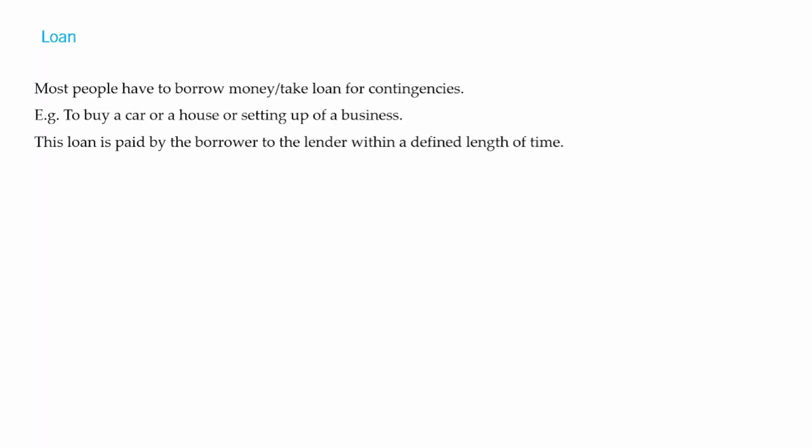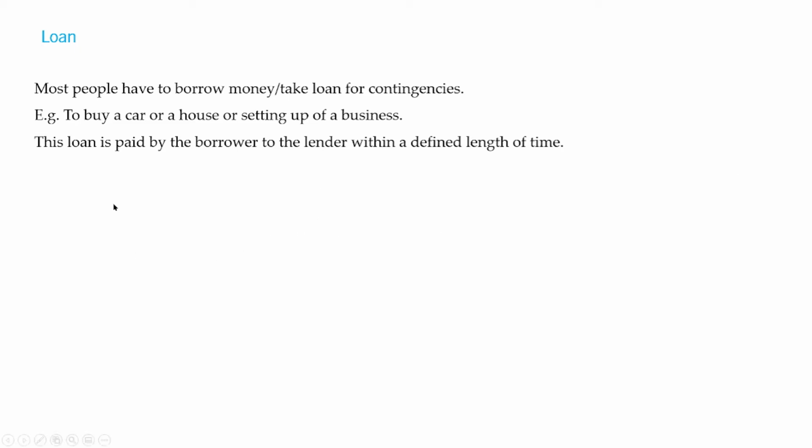Now before entering into the calculation of EMI, we will see what is a loan. I think everyone is familiar with the term loan. A loan is an amount which is borrowed from a lender with some interest. Many people have to borrow money or take a loan for certain contingencies. Not everyone will always have sufficient money. For example, if a person wants to purchase a car or a house or set up a new business, then a loan is obtained.